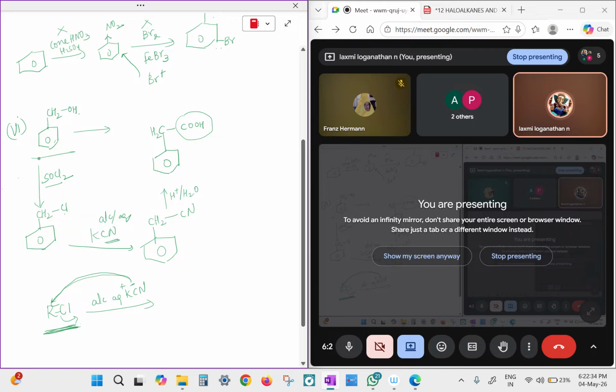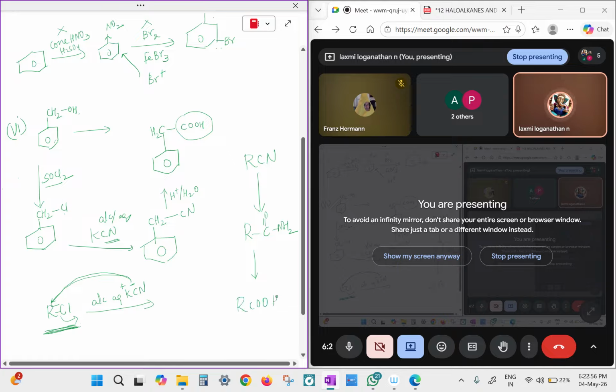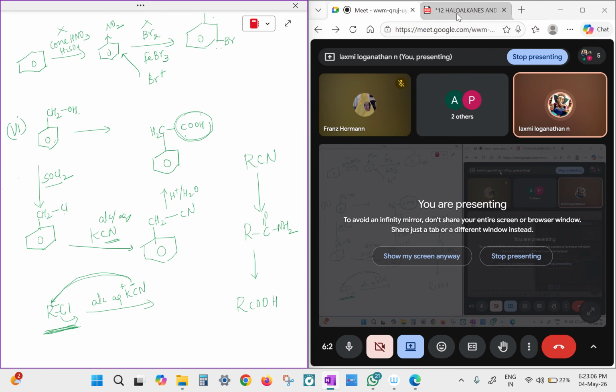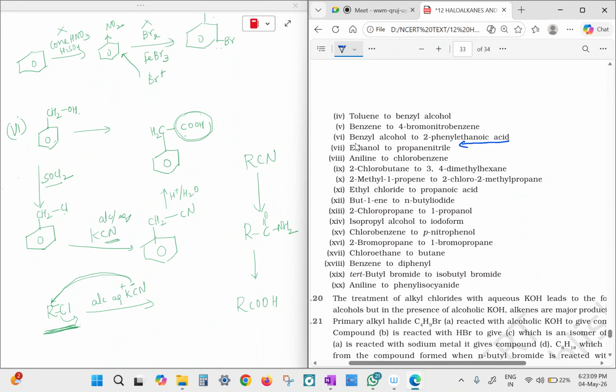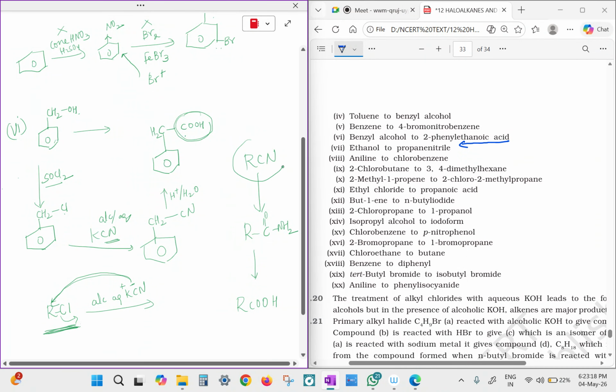I have put the starting material, benzyl alcohol, and this is 2-phenyl ethanoic acid. We learned one reaction that if you have a cyanide and do partial hydrolysis, you get an amide. If you do full hydrolysis, you get a carboxylic acid. So I want a carboxylic acid. So before that, it should have been a cyanide. Because in this particular lesson, have we seen any reaction in which you are getting carboxylic acid? No. I'm helping you out with this reaction.